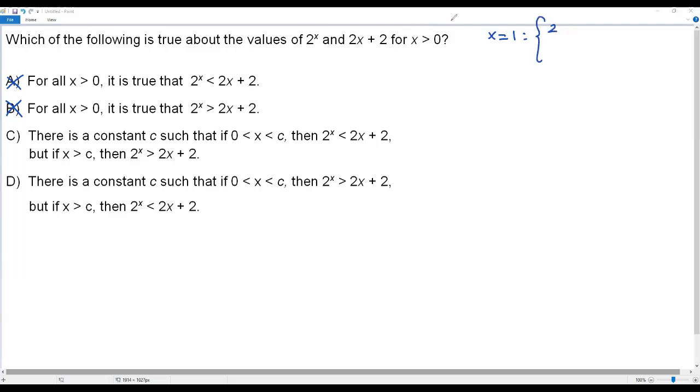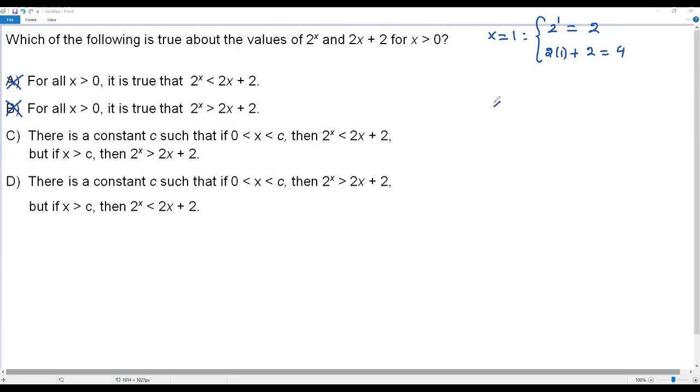When I plug it into the first expression, it becomes 2 to the first power, which is equal to 2. When I plug it into the second expression, it is 2 times 1 plus 2, which is 2 plus 2, equal to 4. So when x is equal to 1, the value given by 2^x is smaller than the value given by 2x + 2, because here we have 2 and here we have 4.